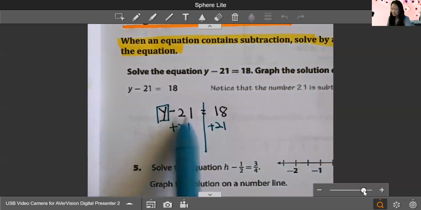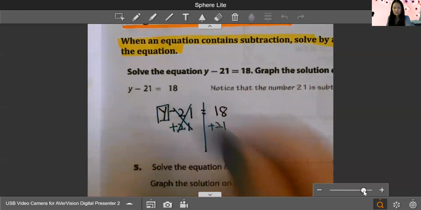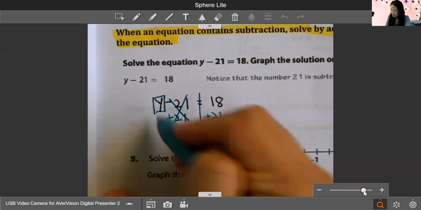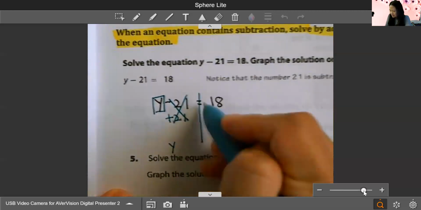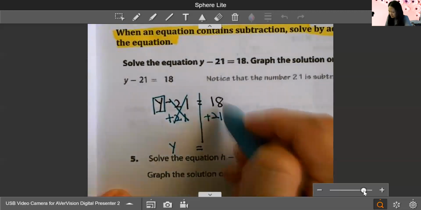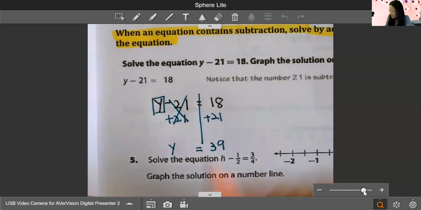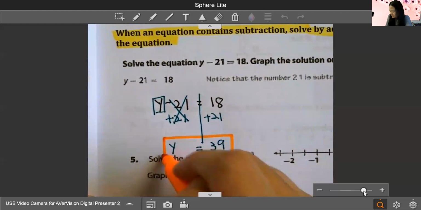So this one, you can think of it like this. You have a number line. Here's 0. I have my positive numbers and my negative numbers. Negative 21 is right here. And then if you add 21 again, you're back at 0. Okay? So that means this is 0. And then you just need to solve it. Bring down the y. Bring down the equals. Now, 18 plus 21 is 39. So the answer is y equals 39.